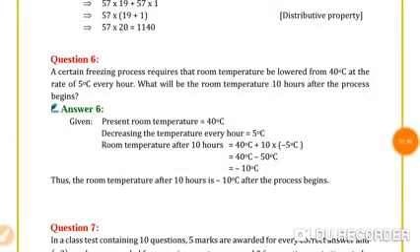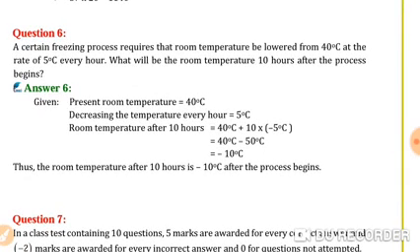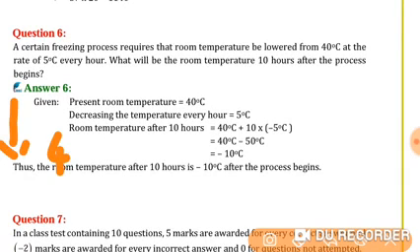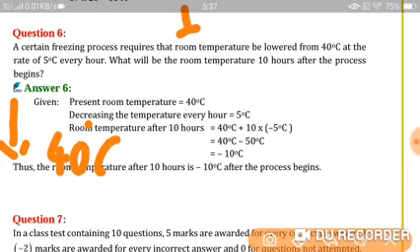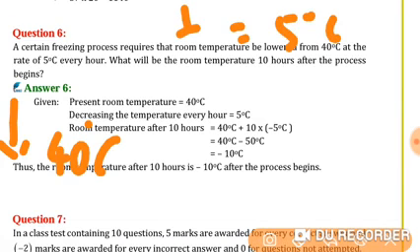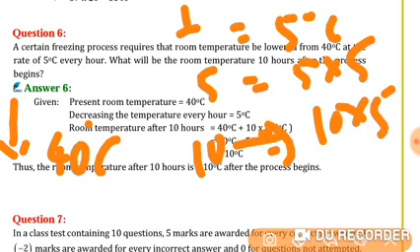A certain freezing process requires that room temperature be lowered from 40 degrees at the rate of 5 degrees Celsius every hour. See, the temperature is decreasing from 40 degrees. Keep it in mind. For 1 hour it is decreasing 5 degrees, then for 5 hours it is decreasing 5 into 5, and for 10 hours it is 10 into 5. Keep it in mind.